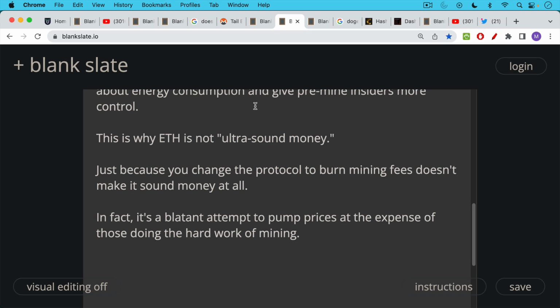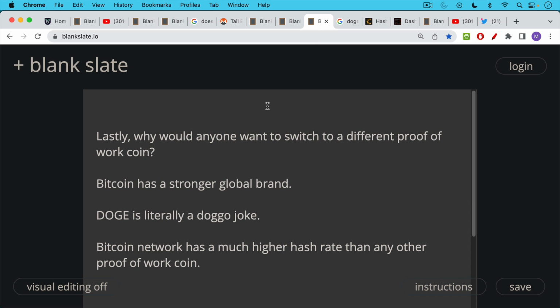It can be deflationary in terms of its supply, but you don't know what path it's going to take over time. And now it's captured by all the large staking pools. Lastly, why would anyone want to switch to a different proof of work coin? Let's say we wanted to move to Dogecoin because it has this tail emission, and Dogecoin also runs on proof of work, just like Bitcoin.